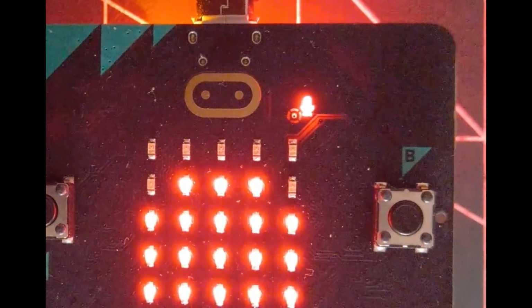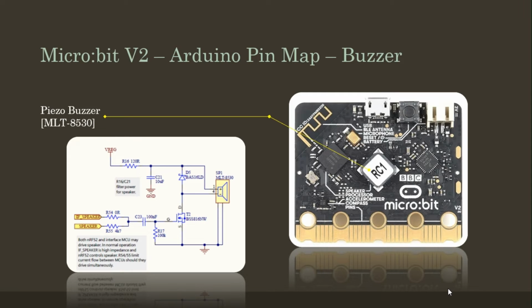The Microbit V2 board includes a passive buzzer that can produce sound by receiving pulse signals. Pin number 27 is assigned to the port that drives the buzzer, and this should be specified in any Arduino sketches that use the buzzer.